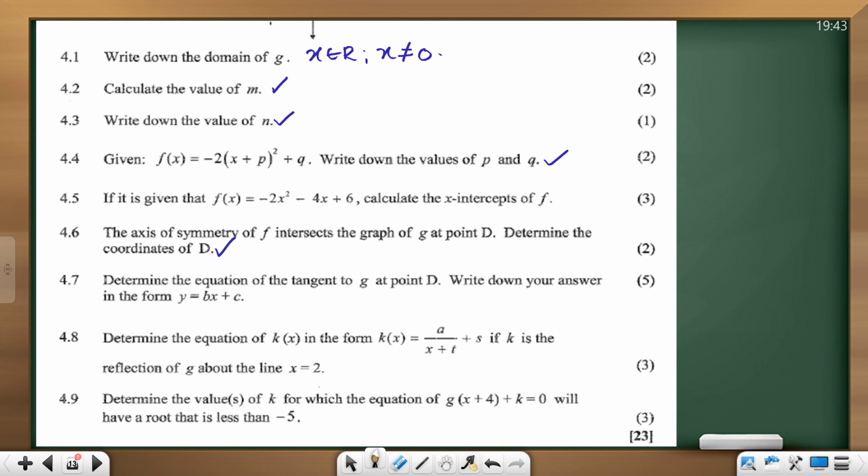Determine the equation of k. If you don't get this one right, I'll be collecting phones. Get it right, I'll give you a phone. But if you don't get it right, I'll be collecting your phones. 4.8, 3 marks. Determine the equation of k of x. A over x plus t, that's a full hyperbola now.